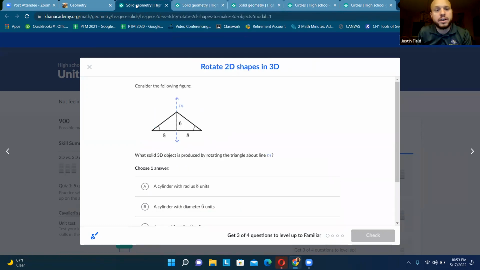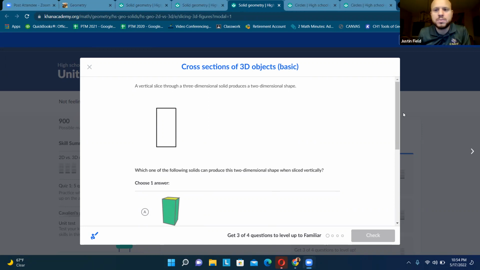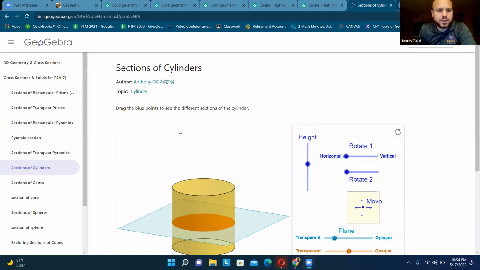Cross sections are pretty simple. Think about, let's see, I have this candle here. Cylinder, right? And if I were to slice it, oh, hold on, let me open up a cross section app. I opened this before. One second. All right, so let's look at these cross sections.